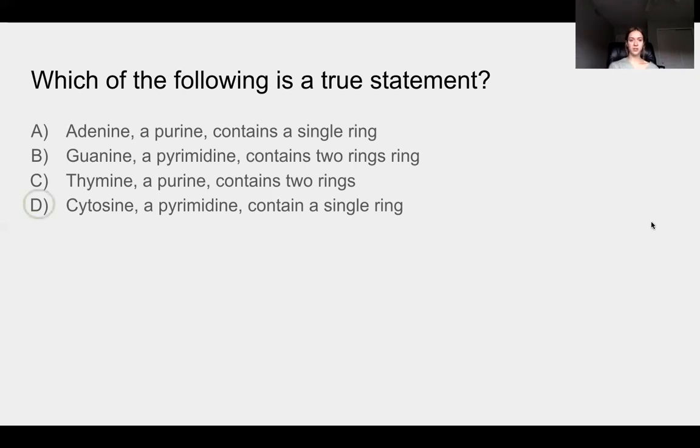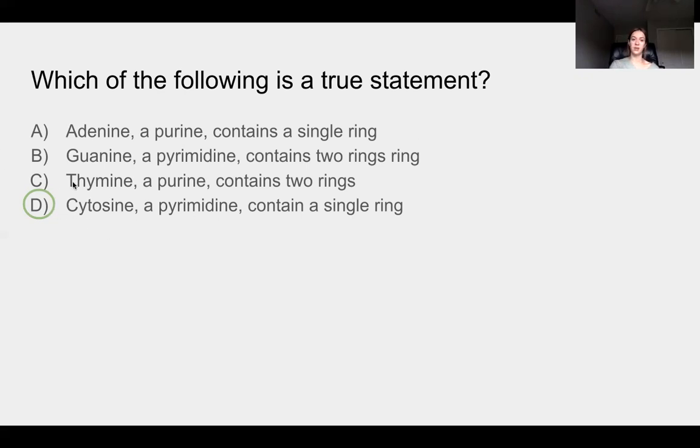All right, so our answer here is cytosine. A pyrimidine contains a single ring. So yeah, basically for this question, you have to know which 2 are your pyrimidines and which 2 are your purines. So A and G are purines. So if you knew that alone, you could just get rid of B because guanine is not a pyrimidine. And then C and T are your pyrimidines.